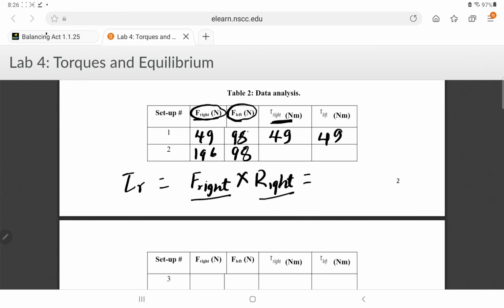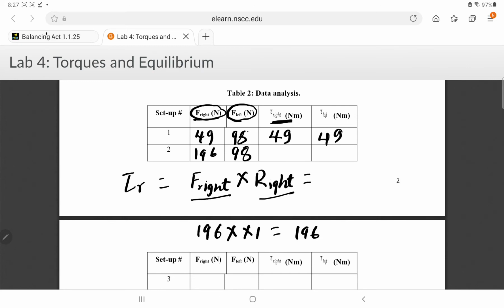Let us do the calculation for the second part, I mean the second data. So the force on the right is 196 multiplied by what was the distance? The distance was 1, right? R right. So which gives you 196.